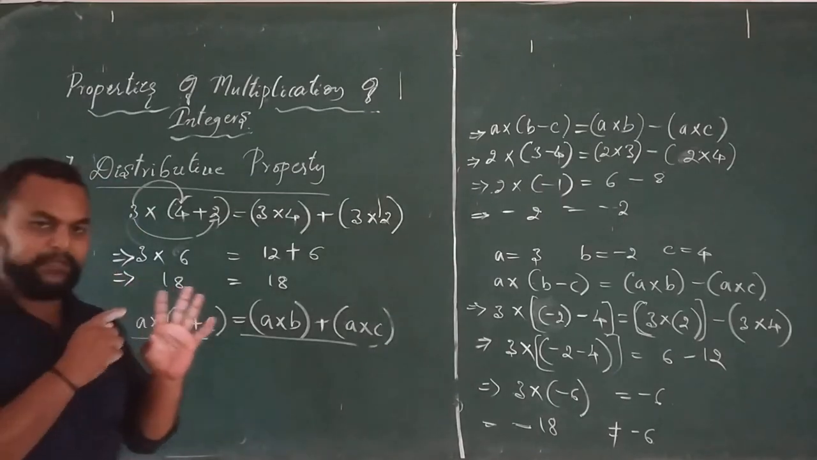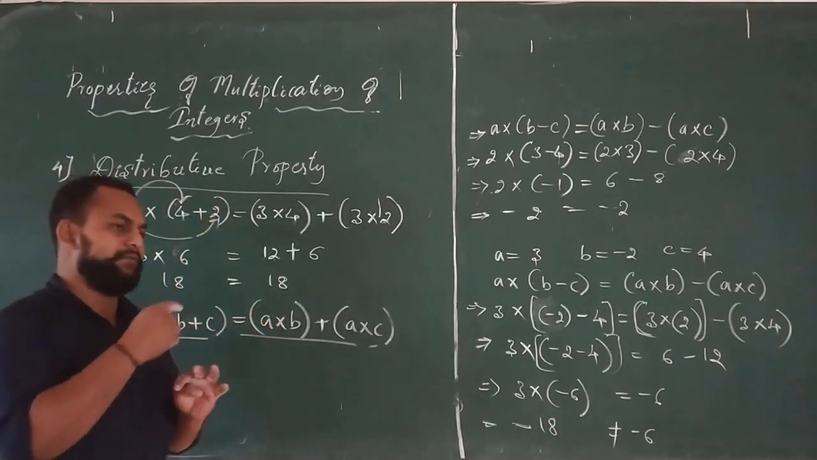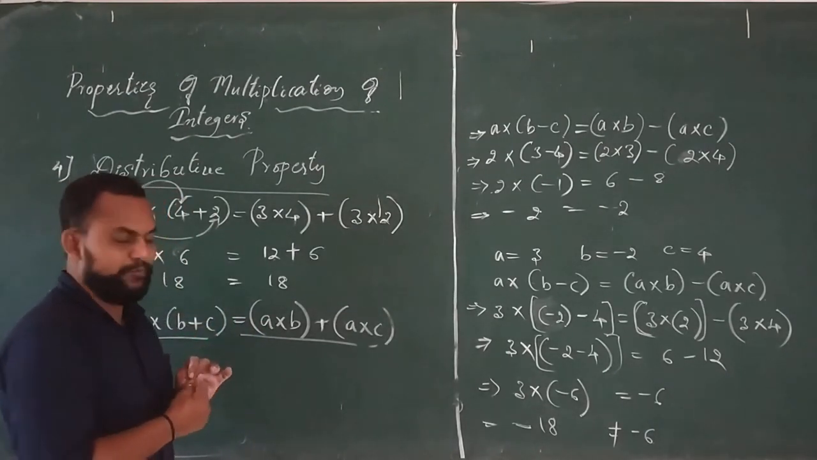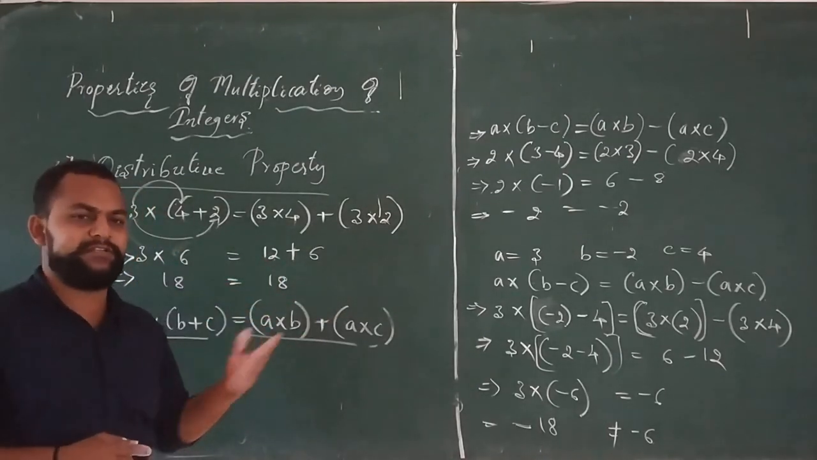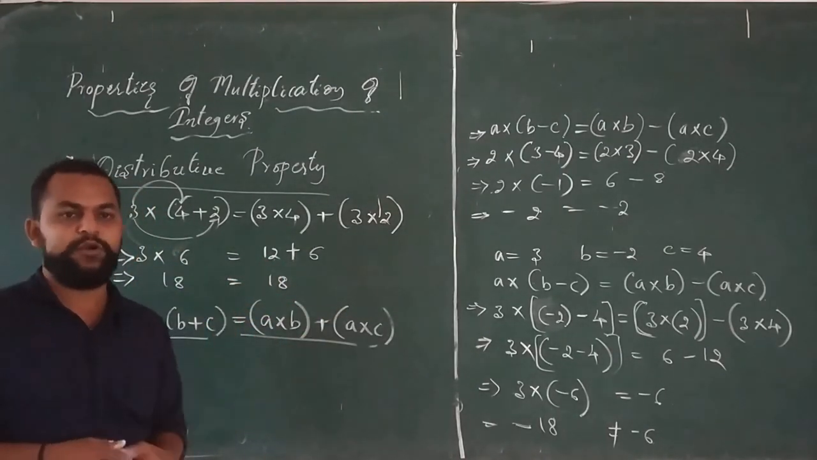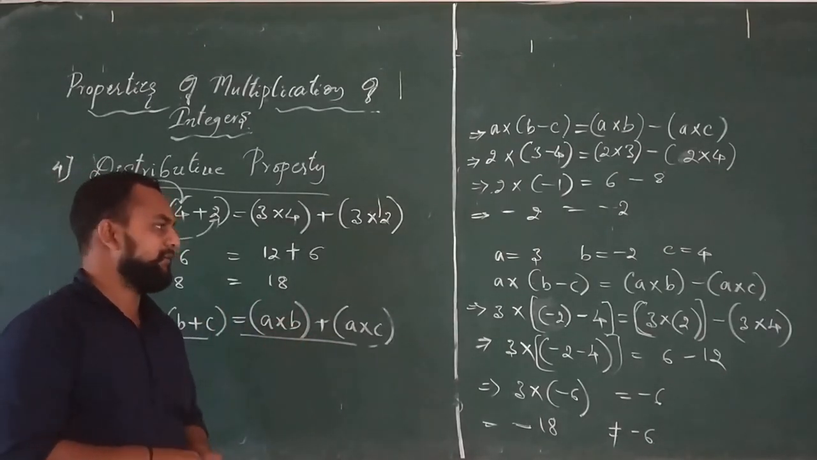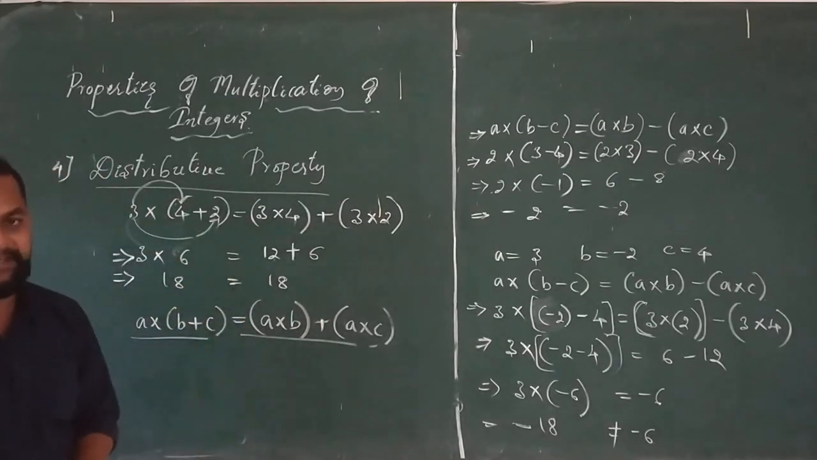These are the properties. The first is the closure property. The second is the commutative property. The third is the associative property. The fourth is the distributive property. The fifth is multiplication by 0 and the multiplicative identity, which is 1. So these are the properties of multiplication of integers.